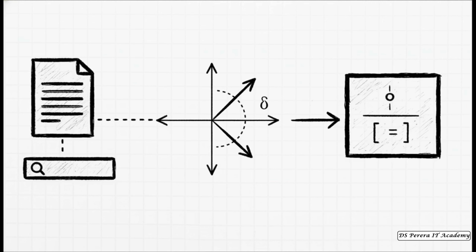Then, relevance is determined by the cosine similarity between those vectors. A and B in the formula are just two of those vectors.